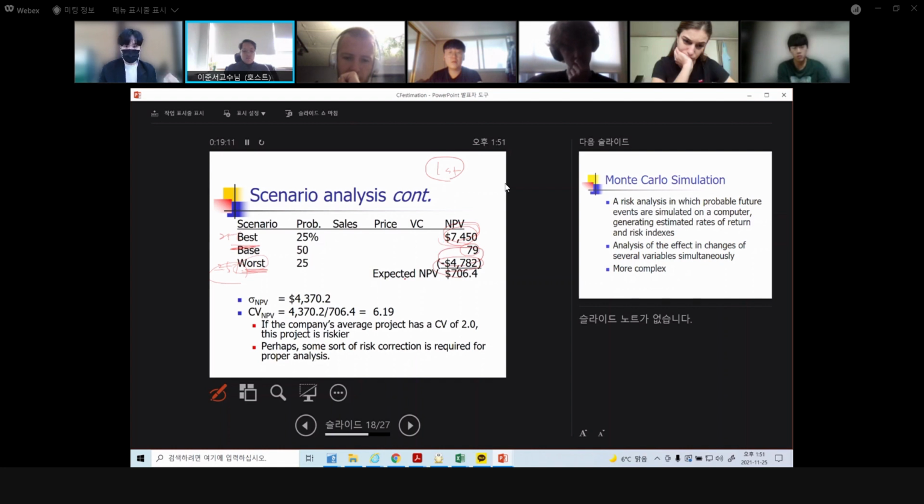Then the second step is what? We can calculate the expected net present value. How can we get 706.4? This one times 25%, this one times 50%, this one times 25%. So 1 plus 2 plus 3 is going to be 706.4. And how can you calculate the standard deviation of the net present value?